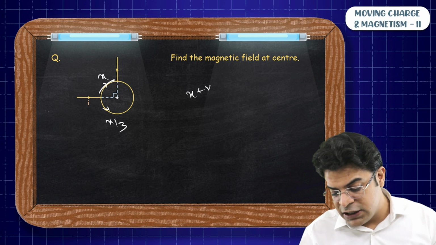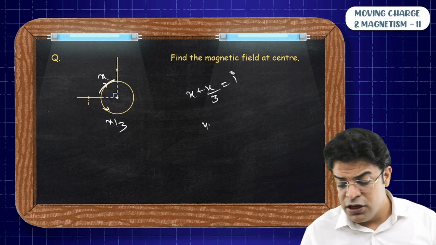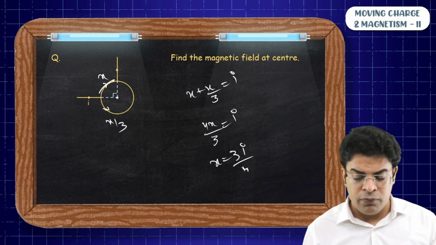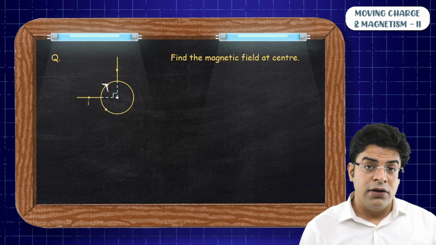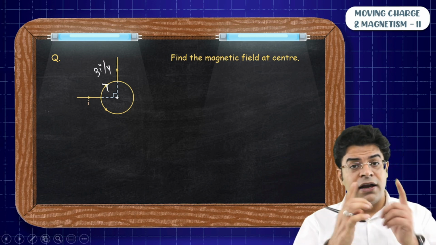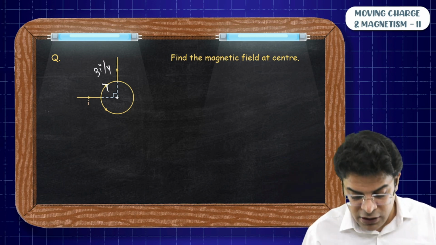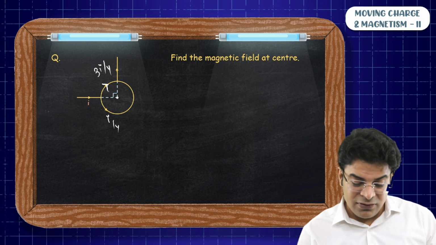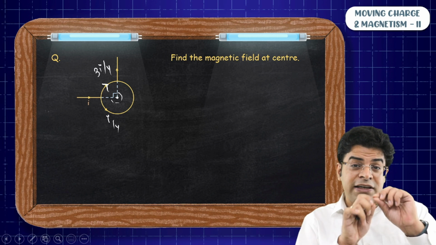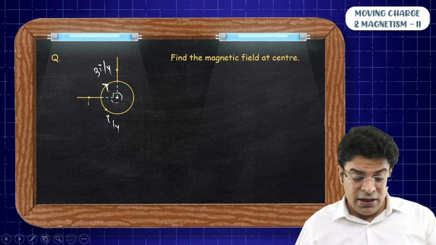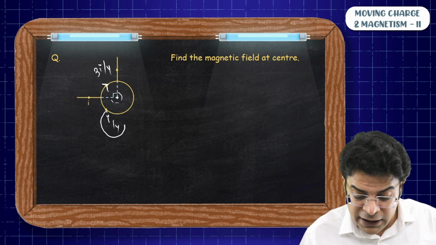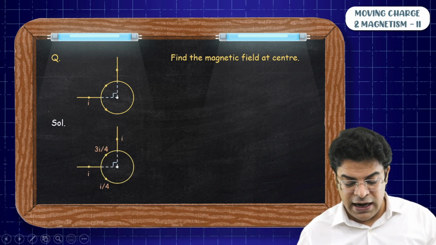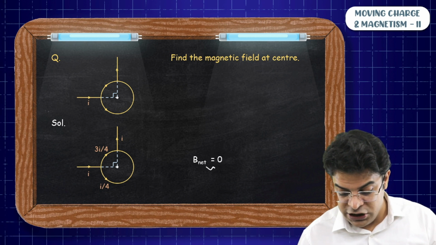And you can say that X plus X by 3 has to be equal to I. So 4X by 3 has to be equal to I. So X has to be equal to 3I by 4. So the current going through this quarter will be 3I by 4, while the current going through the other 3/4 part will be only I by 4. But do understand, it has got 3 times the length. So 3 times the elements, each producing a magnetic field of 1/3 the strength. So the net magnetic field again at center is going to be 0.